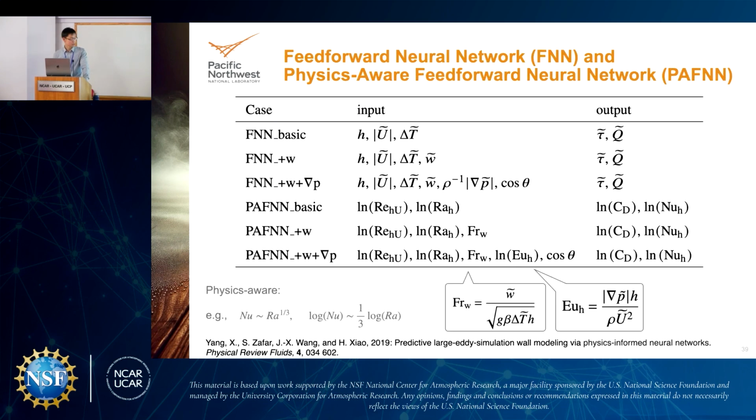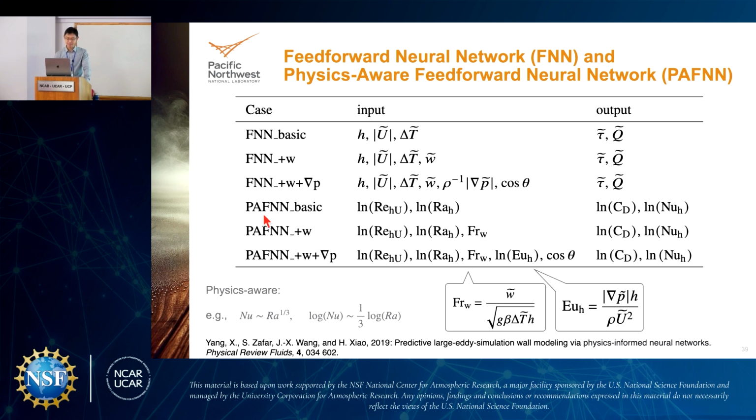So this is our approach to implement these machine learning skills. FNN stands for feed-forward neural network, and PAFNN stands for physics-aware feed-forward neural network. The basic case uses the same input as those for MOST. The output is the surface shear stress and heat flux. Plus W means that we include the influence of vertical velocity. Plus del P means that we include the influence of pressure gradient force.